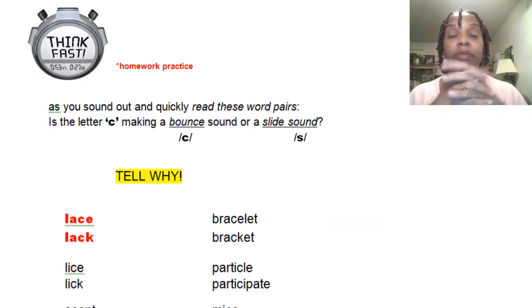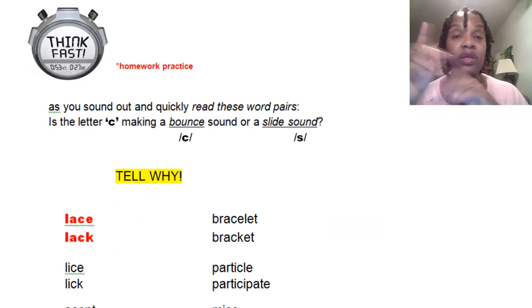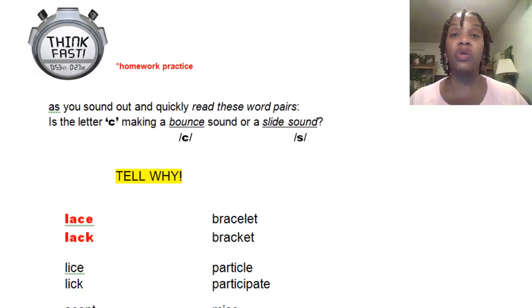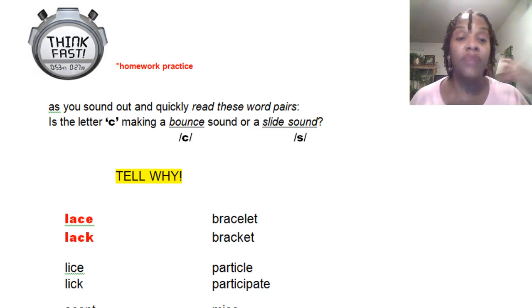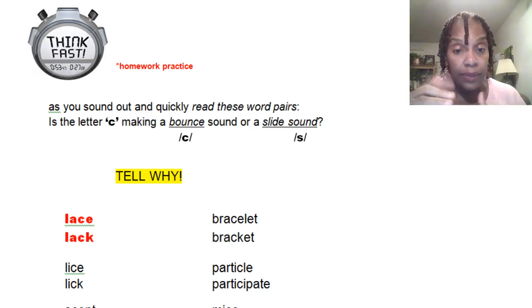Now this next part of your homework, we've got to think fast, right? You've got to think about the letter C. If the letter C doesn't follow a signal vowel, it makes its regular hard sound, okay? The words are paired up by 2s, and you should be able to read them just like that.